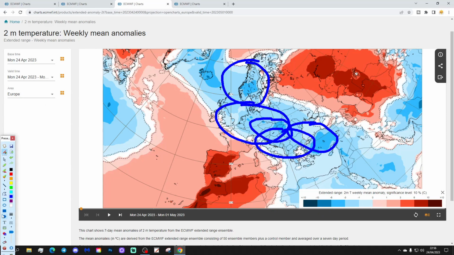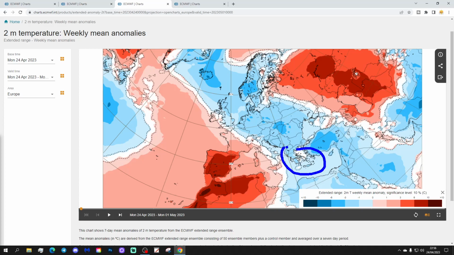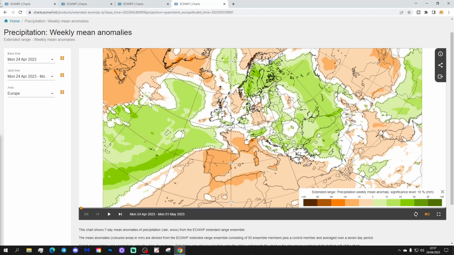So remember, these are anomalies to average, so for Greece, for example, if the temperature anomaly is like 1 to 3 degrees below average, it will still be relatively warm at the end of April, but definitely quite a cool or cold scene across much of Europe, away from Spain and Portugal, where the heat is already starting to build.